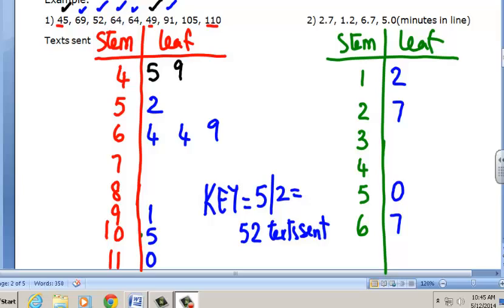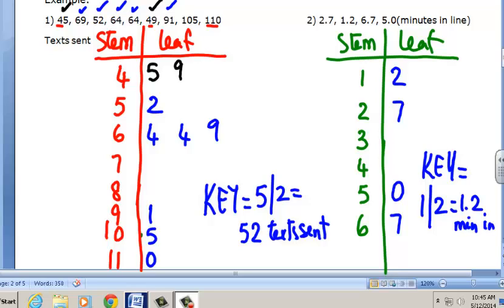So this is how you make it. Do not forget the key. Key equals, I'm just going to say 1 bar 2 equals 1.2 minutes in line. Don't forget that, minutes in line. All right, let's move on.